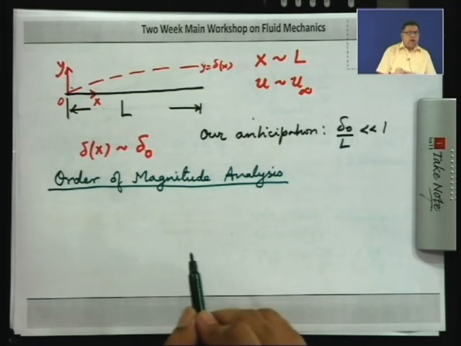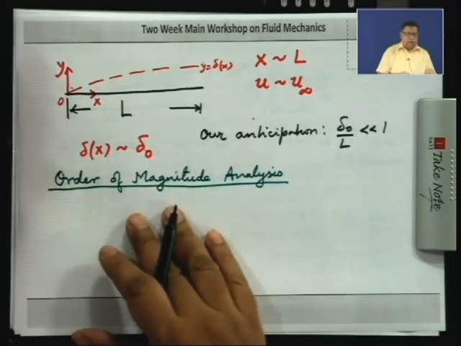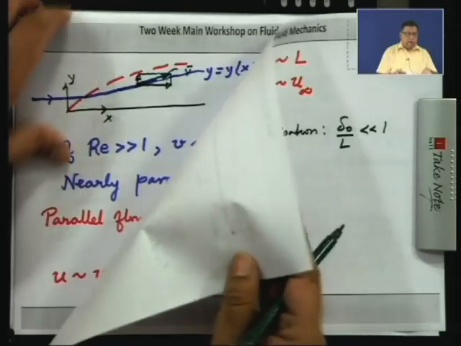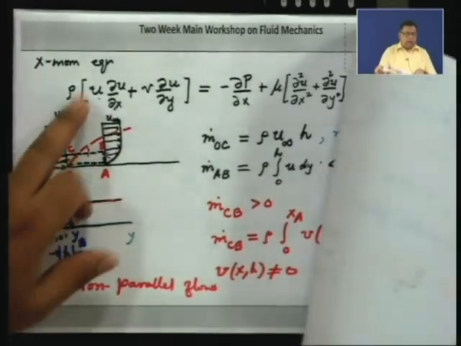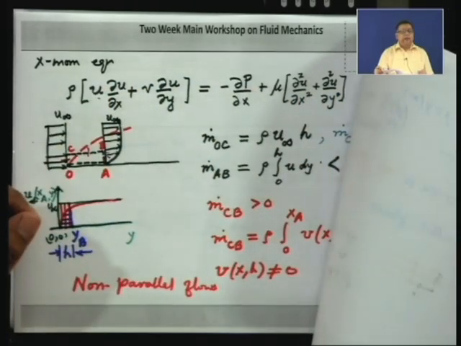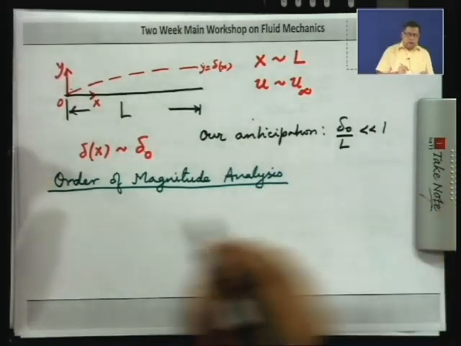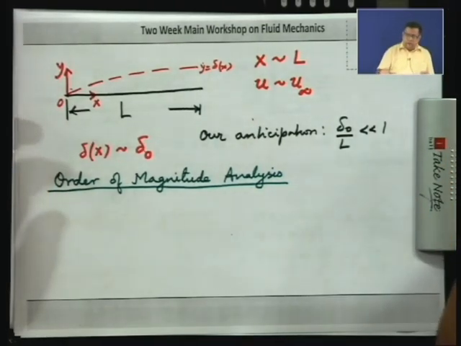So, we will use this order of magnitude analysis to estimate the order of different terms in this particular equation, and then we will see whether one term can be neglected in comparison to the other term or not. So, what is the order of a function?